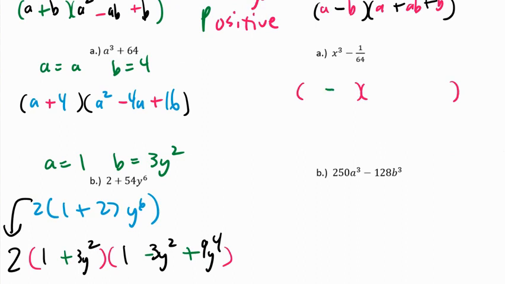Same sign is negative, opposite sign, always positive. My a is going to equal x. My b is going to equal 1/4. Plug in my x and my b. So I have x minus 1/4, x squared, x fourth, 1/16.